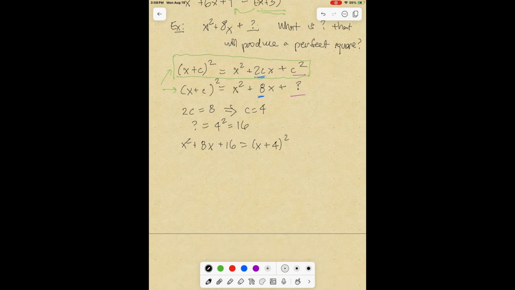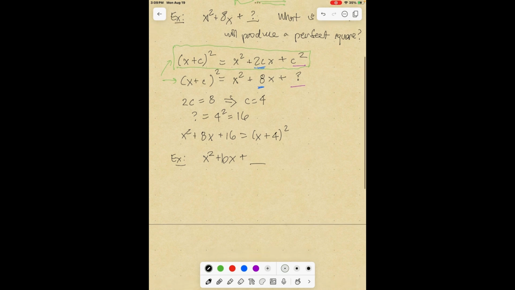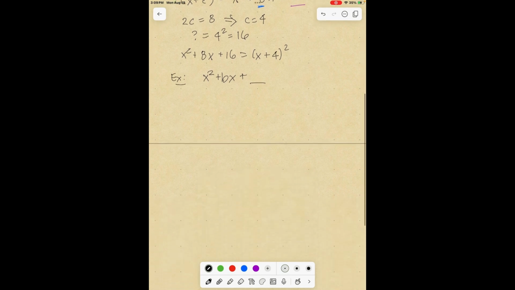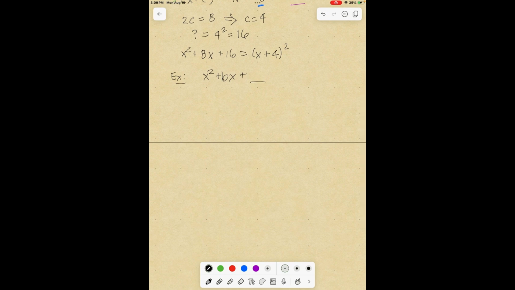Now let's think about what you would do in general. So let's say that you had x squared plus bx, and you want to add something that will produce a perfect square. Now the number is going to be in terms of b. So b is some number, right? It's just that it's not 8. It might not be 8. We don't know what the number is. We're trying to figure out what to add in general.